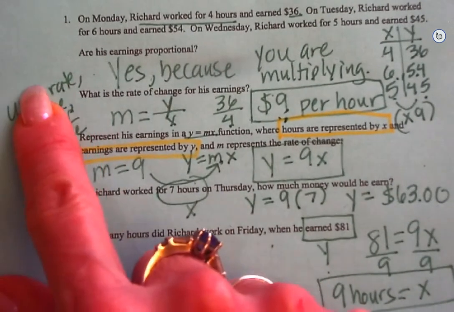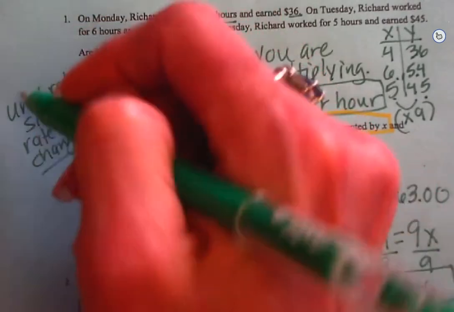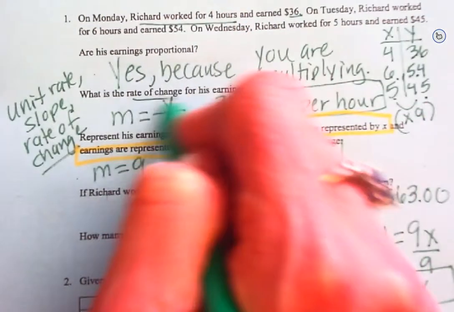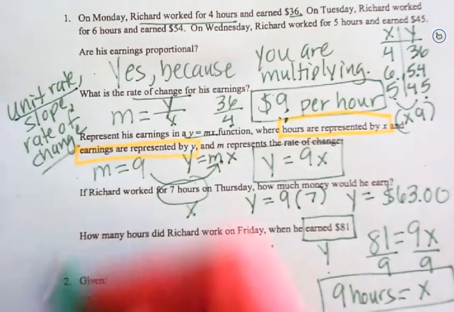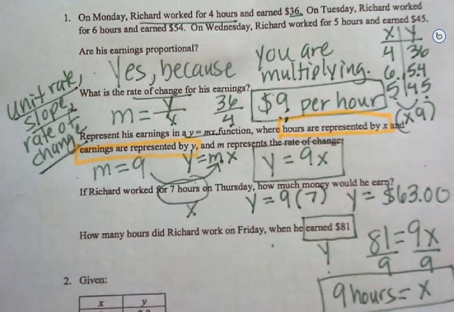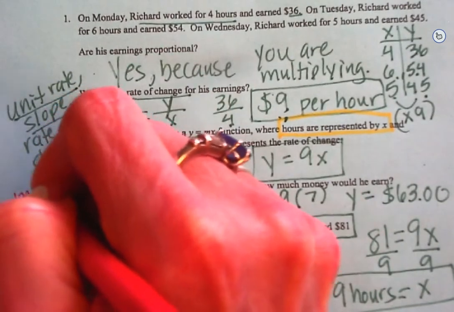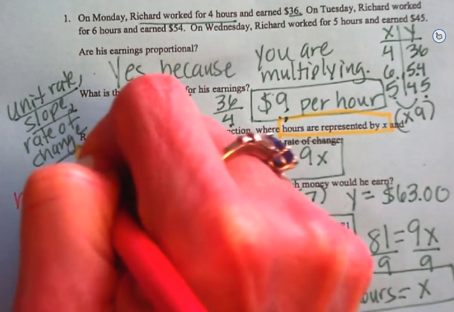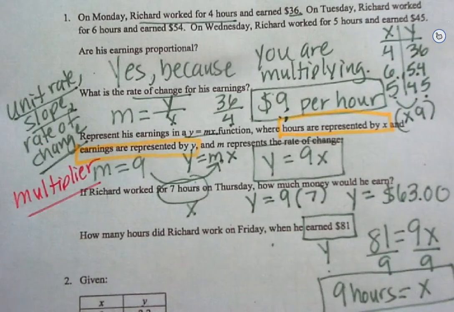Please note on your sheet some other words for slope or rate of change. We have unit rate, slope, rate of change. That's the number that you're multiplying. So just remember, this is the number that you multiply. It's my multiplier. That'll help you remember that when you see it on your test tomorrow.